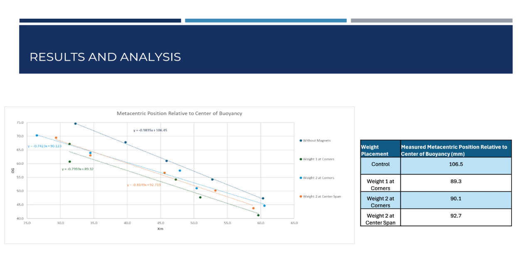Finally, these metacentric heights are graphed against the center of gravity for each row. From this, the y-intercept of each different trial's trend line is the calculated metacentric position relative to the center of buoyancy.